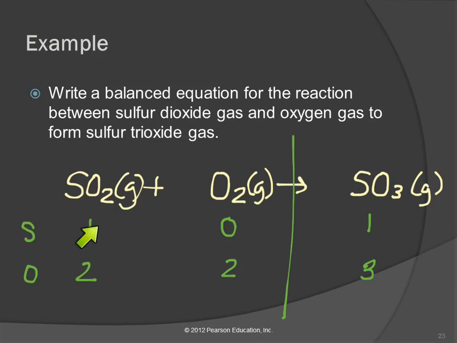Now I can compare. 1 plus 0 on the left is 1 sulfur, and on the right I have 1 sulfur. So the sulfurs are fine. On the left side, I've got 2 oxygens and 2 oxygens, that's 4. And on the right, I have 3. What can I do about that?